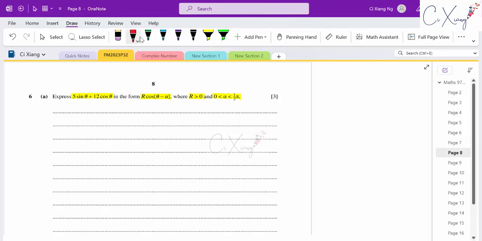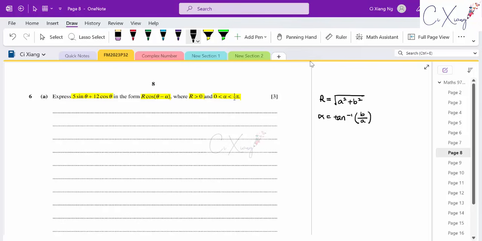Okay, so for this question, generally we have the formula for r and also alpha. After we expand everything and compare them, the general formula for r is the square root of a squared plus b squared, where a and b are the coefficients in front of cos and sine. And for alpha, it should be tangent inverse of b over a.